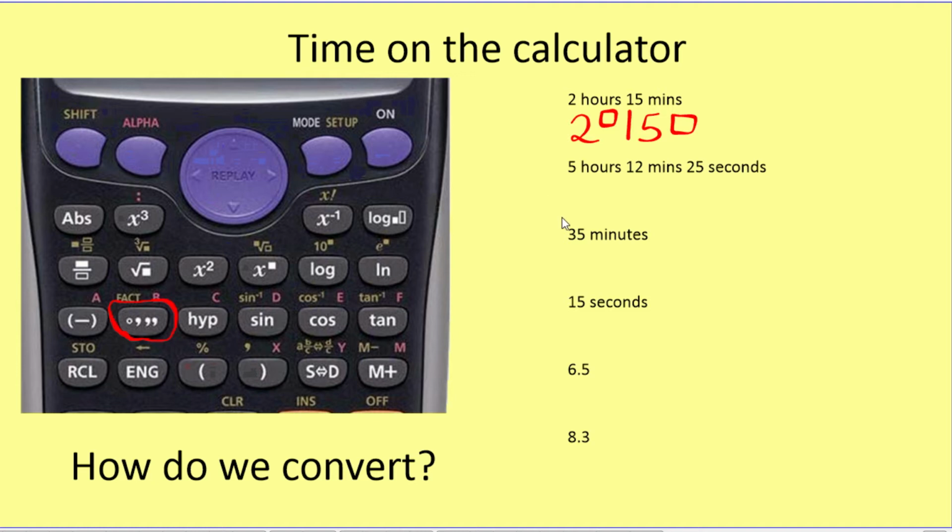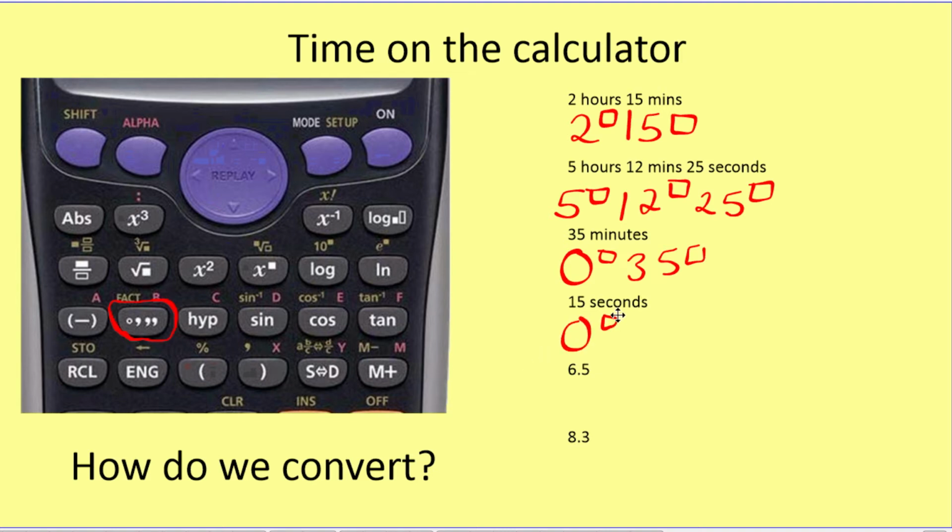If I want to show 5 hours, 12 minutes, 25 seconds, I press 5 for the hours, press the button, 12 for the minutes, press the button, and 25 for the seconds, and press the button. You have to press the button after every time you press an hour, minute, or second. Make sure you do it at the end, otherwise it's going to give you an error. 35 minutes would be 0 hours and 35 minutes, and the button again. 15 seconds would be 0 hours, 0 minutes, and 15 seconds.